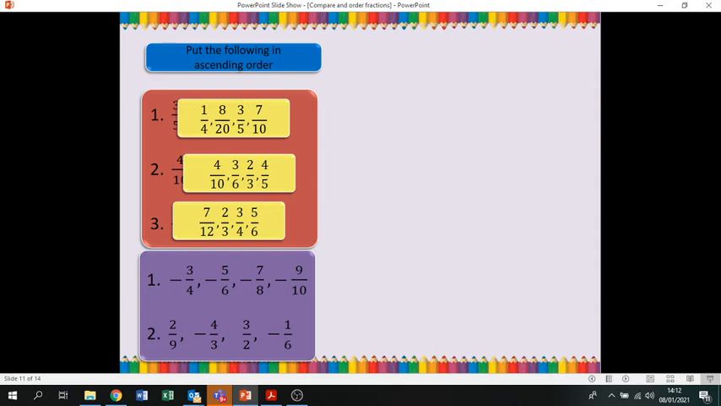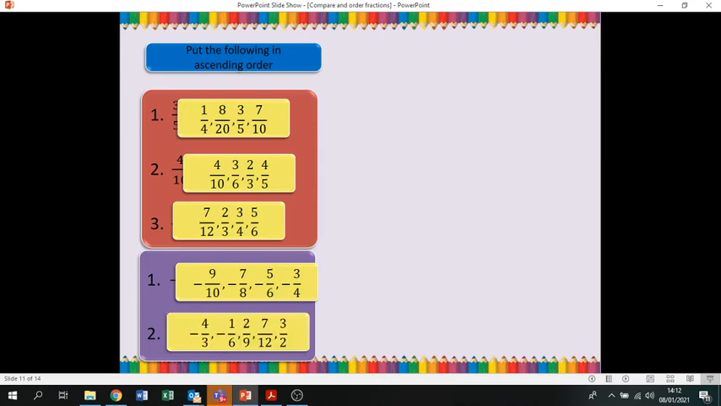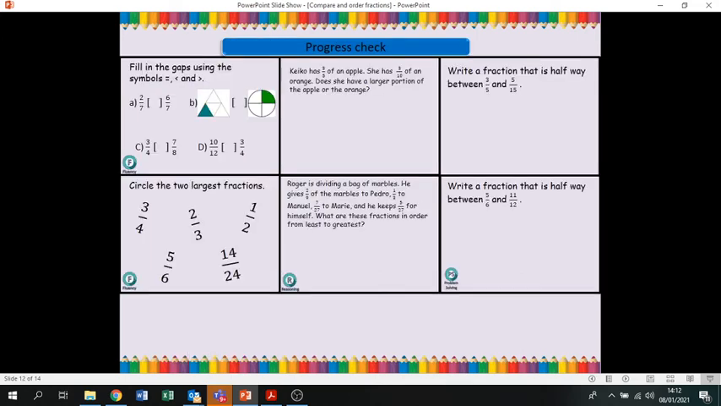So these ones are the extension tricky ones because they were negative fractions. So minus 9/10, minus 7/8, minus 5/6, and minus 3/4. So don't forget, smallest to biggest, okay? And the last extension question was minus 4/3, minus 1/6, 2 over 9, 7 over 12, and 3 over 2. So again, make sure you've marked those, corrected any incorrect ones, and let's move on.